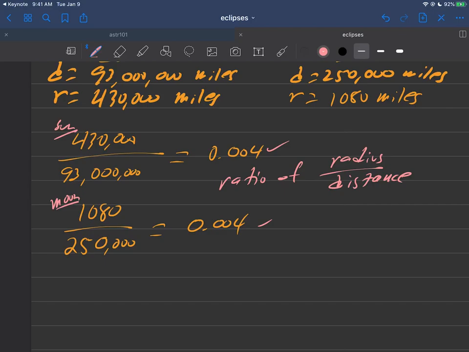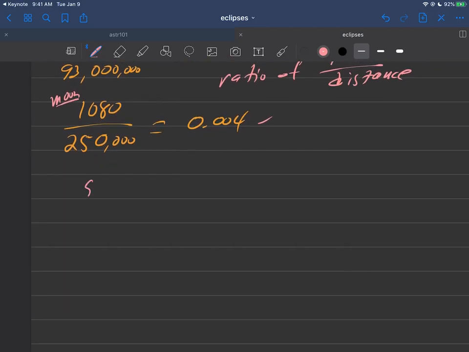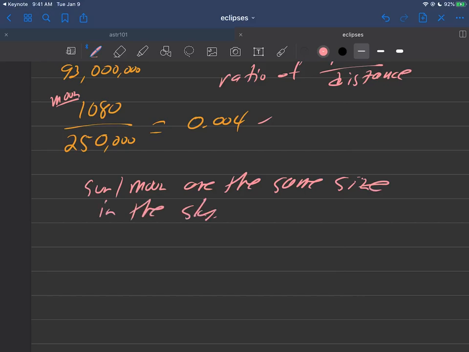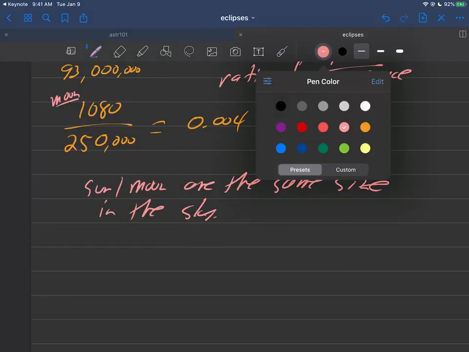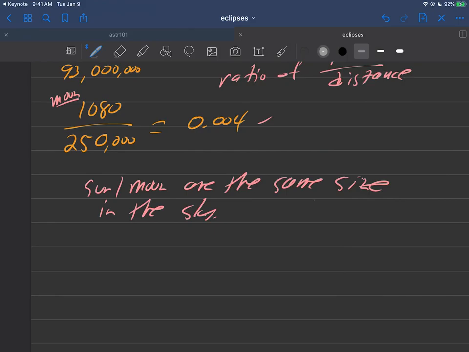So what that means is that in the sky, the sun and moon are the same apparent size. Not the same size, I just want to choose the same apparent size. We know they're not the same size. They're a vastly different size, but the same apparent size, because the sun is large but far away. The moon is smaller but closer.